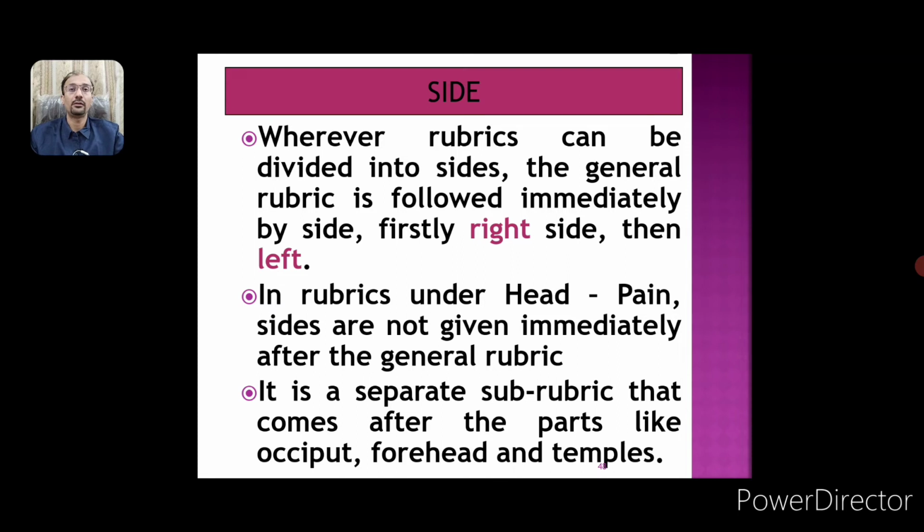Now let us discuss the arrangement of sub-rubrics. First, every rubric is going to have a side. Right is the first and left is the second. So wherever the side is written, we will find the sub-rubric of right first, and the sub-rubric of left is followed by the right.